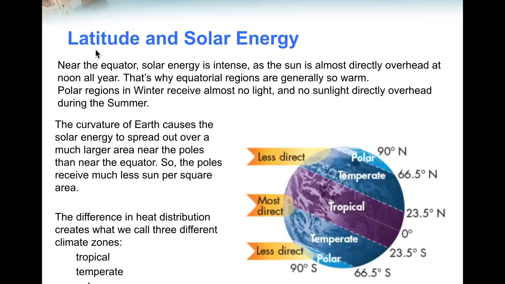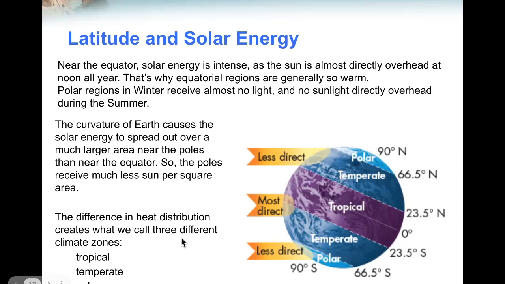Near the equator, solar energy is intense, as the sun is almost directly overhead at noon all year. That is why equatorial regions are generally so warm. Polar regions in winter receive almost no light, and there is no sunlight directly overhead during the summer. The curvature of the Earth causes the solar energy to spread out over a much larger area near the poles than near the equator. So the poles receive much less sun per square area.